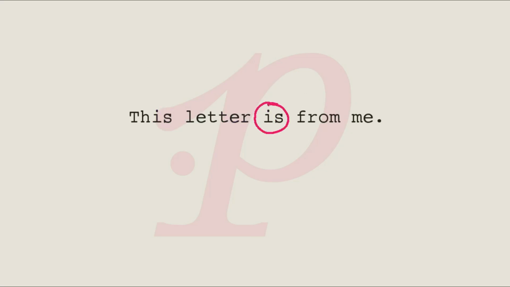Now, let's try to understand this a little bit differently. This letter is from me. Well, where's our verb? "Is." "From me." Well, that's going to be genitive. From is a lot like of. This letter is from me.